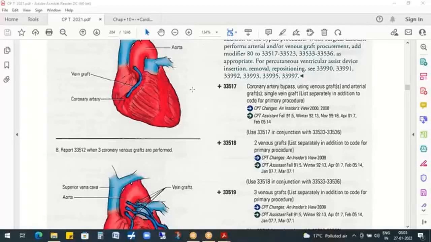Next, for example, for CABG, 2 arteries and 2 veins are used. This is the question. For CABG, 2 arteries and 2 veins are used. Now try to text your answers.